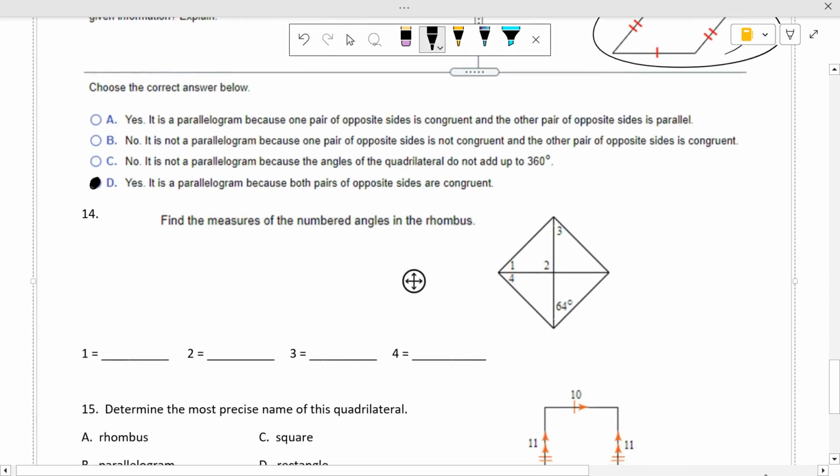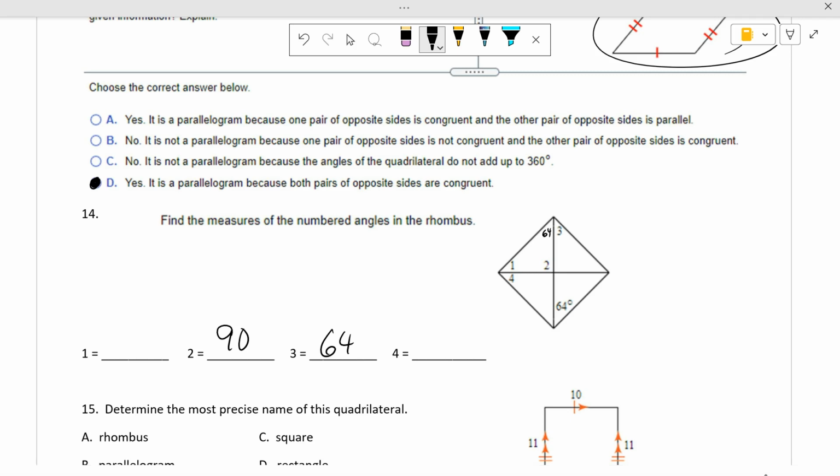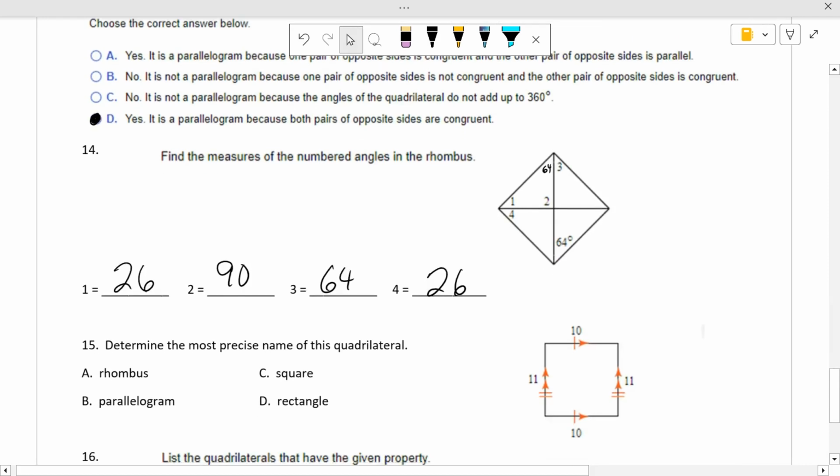How big is angle 2, first of all? 90. How big is angle 3? 64. So if this is 64, this is 64. So what's left for angle 1? 26. So angle 4 is 26.